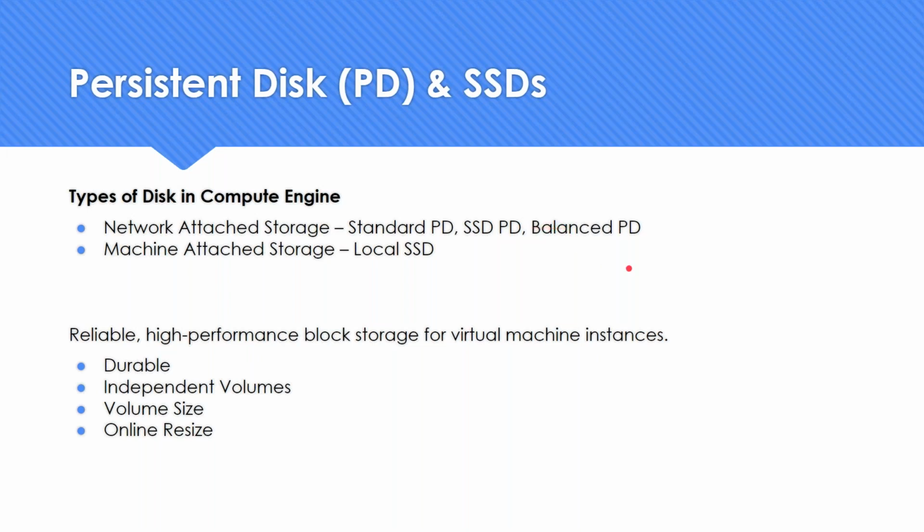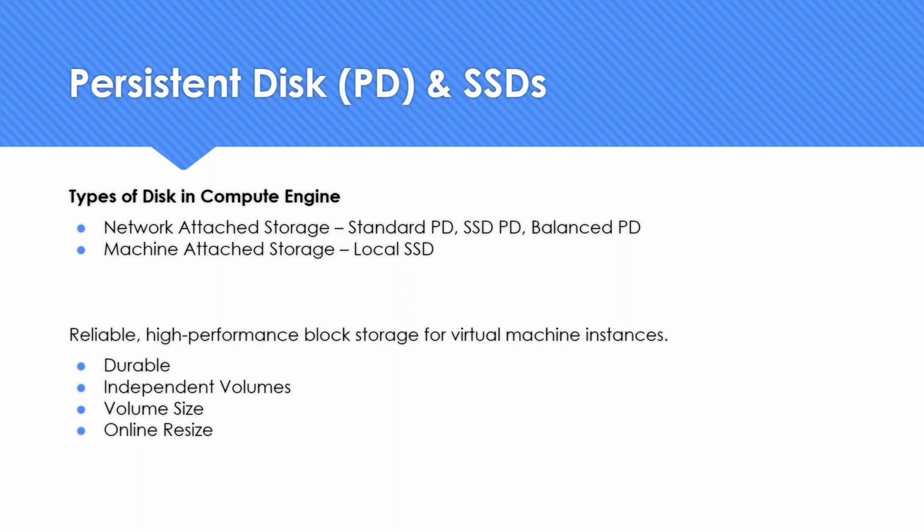And recently in Google Next 2020, they announced something called as balanced persistent disk, which is going to be in between your standard, which is magnetic, and your SSD. So in between, if you want to have an input output operation a little better, but you also want to have a little cheaper cost, then you go with something called as balanced persistent disk. So these are all your network attached. The next one which you have is locally attached or machine attached storage. This is your local SSD.